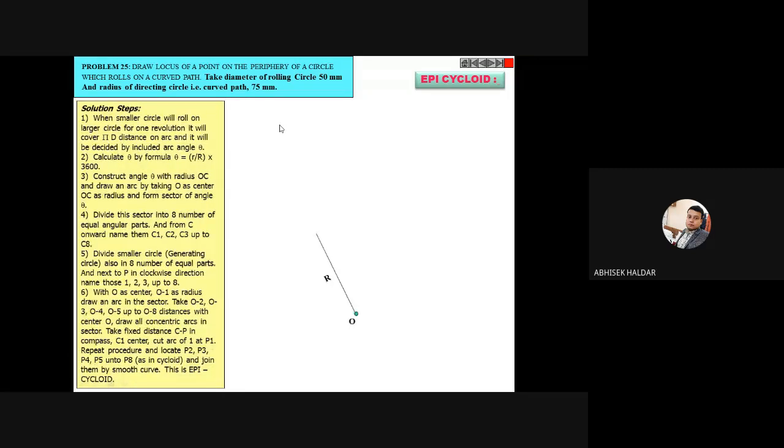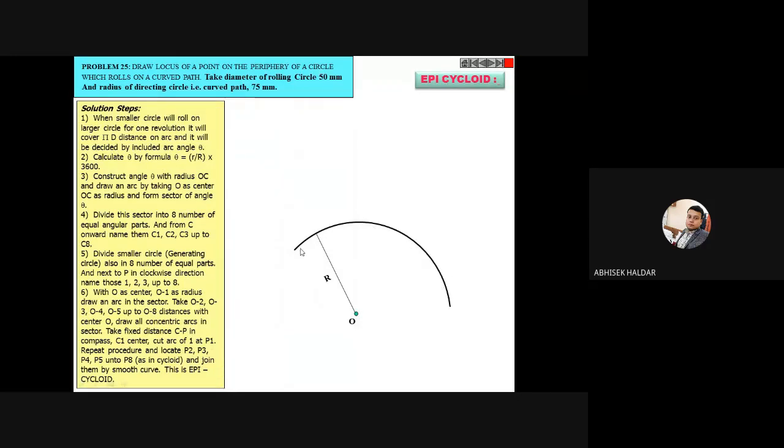Now see, the first step is to draw the directing circle, this curved path. The radius is given as 75 millimeter. So you take this point O, the center point, at any position on your page. Capital R, as per this problem, is 75 millimeters. Small r means the radius of the rolling circle, which is 25 millimeter as per this problem, because the diameter of the rolling circle is given. So from this point O, you take 75 millimeter and draw this directing circle.